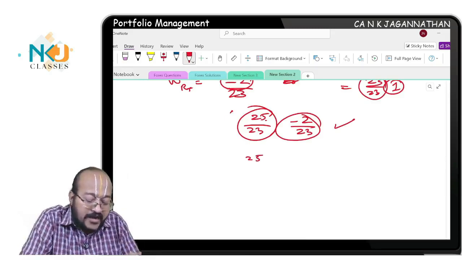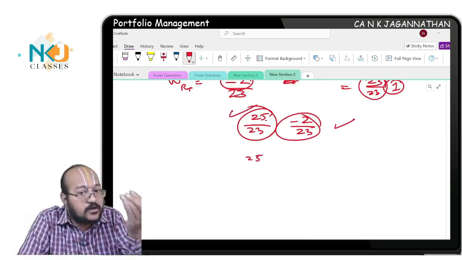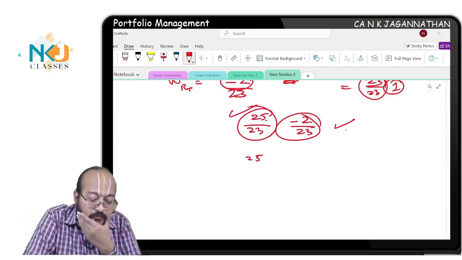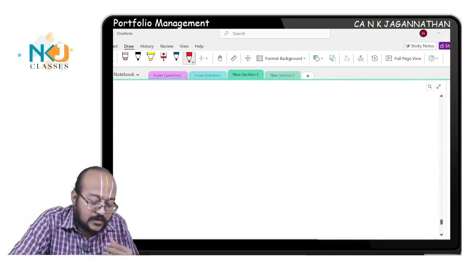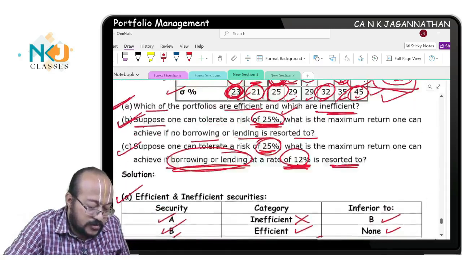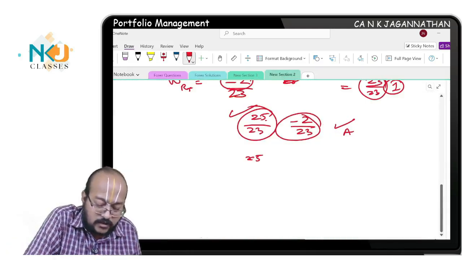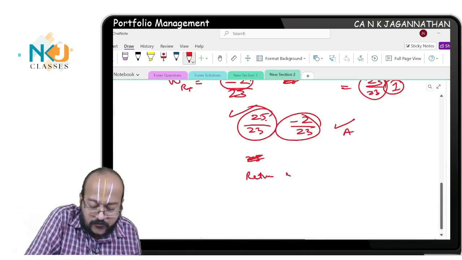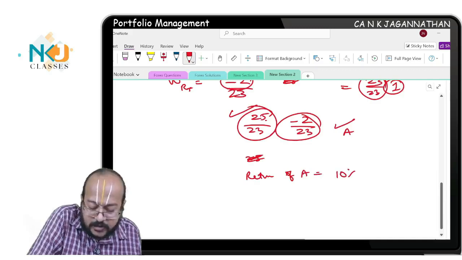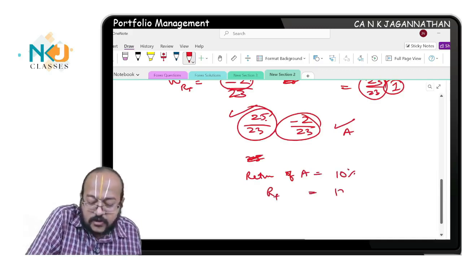Now we got the weight. This is nothing but weight. We have the return for A and RF. What is the return for A? Please see the question and check. The return of A is 10%, RF is 12%. Return of A is equal to 10%. Okay, RF return is 12%.